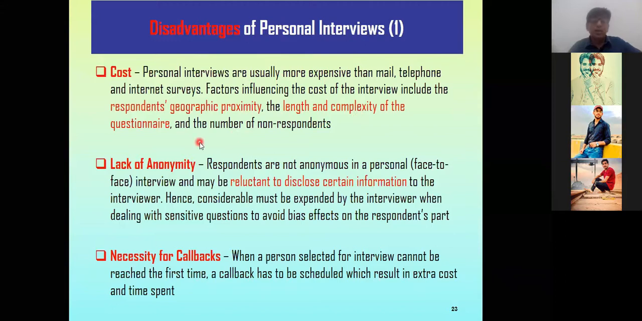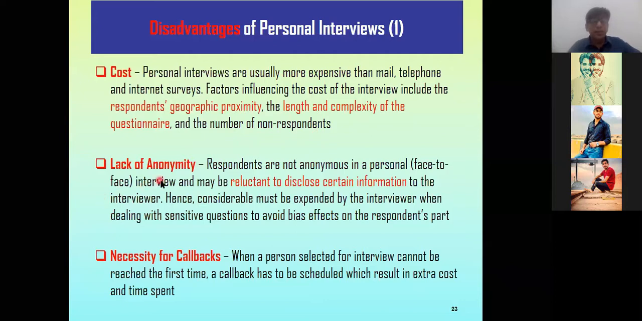And the number of the non-respondents. Sometimes the interviewee says, okay, I will give you the interview at that time, but at that time, because of any emergency, because of any problem, the interviewee is not available to you. This is also a problem.